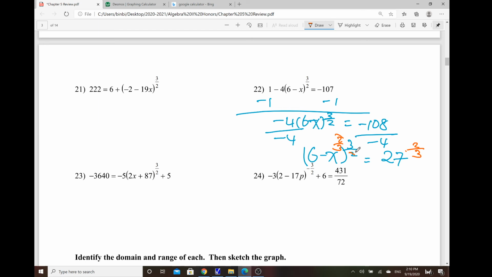So 2 canceled, 3 got canceled. So we do have 6 minus x, so that equals 27. Cube root of 27, that's 3, squared. So then that'd be what? 9. So that means x, what is that equal to? So 6 minus what number equals 9? Minus negative 3.